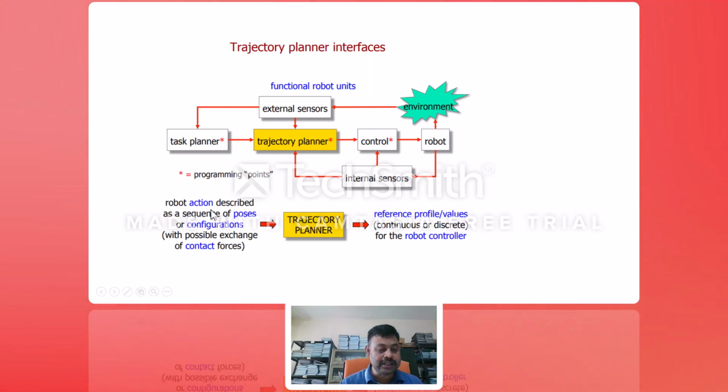For example, the robot action is described as a sequence of poses or configurations. That is called trajectory planning. That basic input is required. And again, reference profile values are continuous or discrete. The robot is either working continuously, or in between it stops and does like this, or if any obstacle comes, it waits to cross that obstacle and does like this.